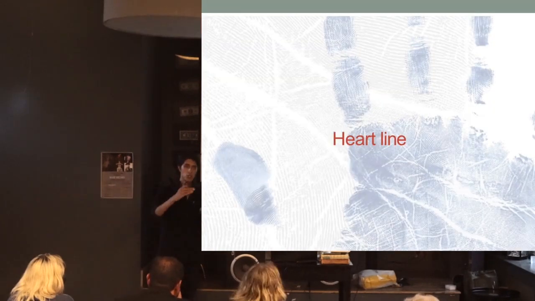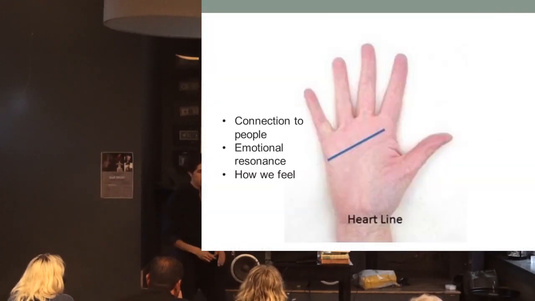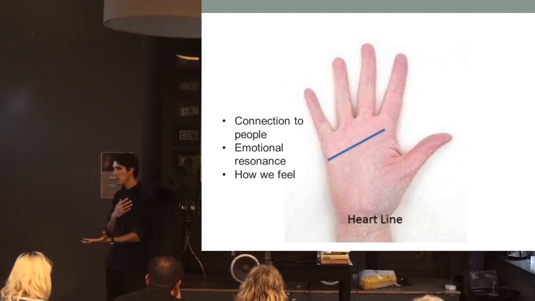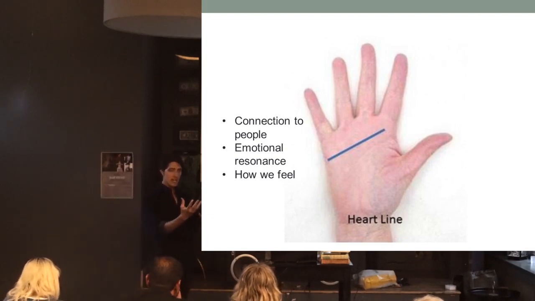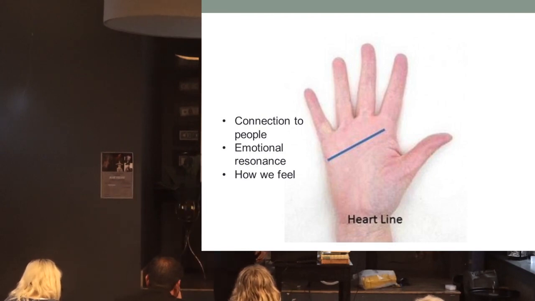Heart line, emotion line. This is the one that's right at the top of the hand. This shows our emotional expression. It shows the way we connect to other people. It shows the way we express ourselves. It shows how in touch we are with our feelings and how we express our feelings. How we connect to people, emotional resonance, and how we feel.